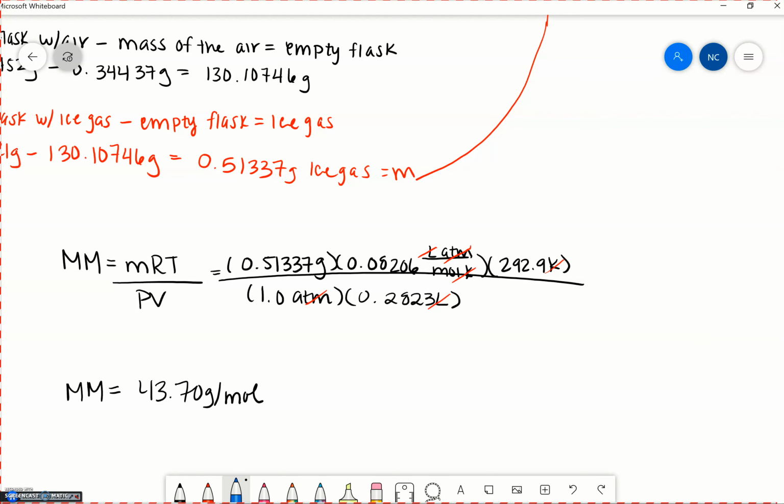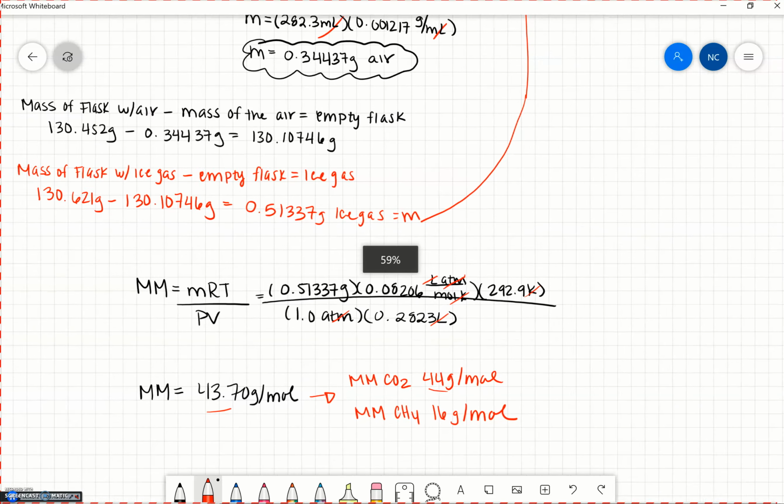Now you're going to compare it to the molar mass of carbon dioxide and methane. The molar mass of CO2 is 44 grams per mole, and the molar mass of methane is 16 grams per mole. So now compare, see which one's closer. Whichever it's closest to is your unknown. So this is the calculation for trial 1.